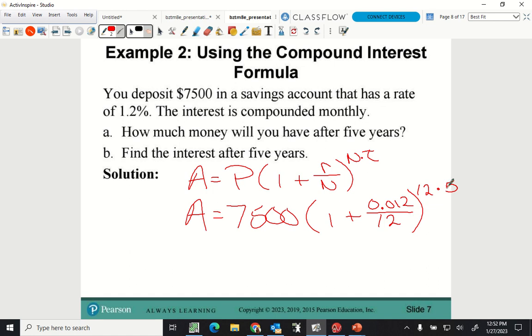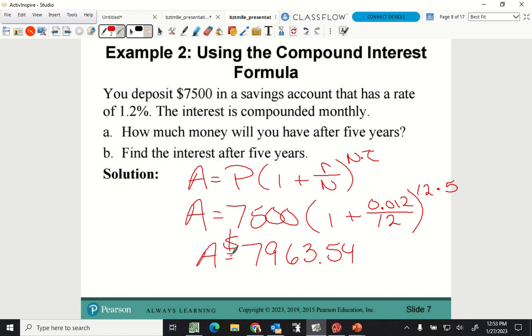Anyway, for those people that are doing it, A is going to give me 7,963.54. So I was going around, just a few little typos. We fixed those, hopefully.